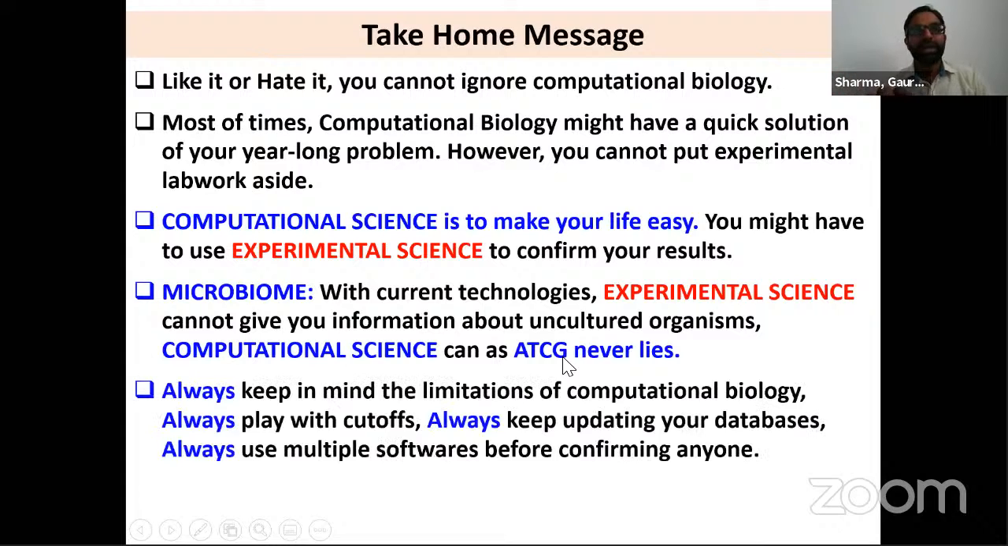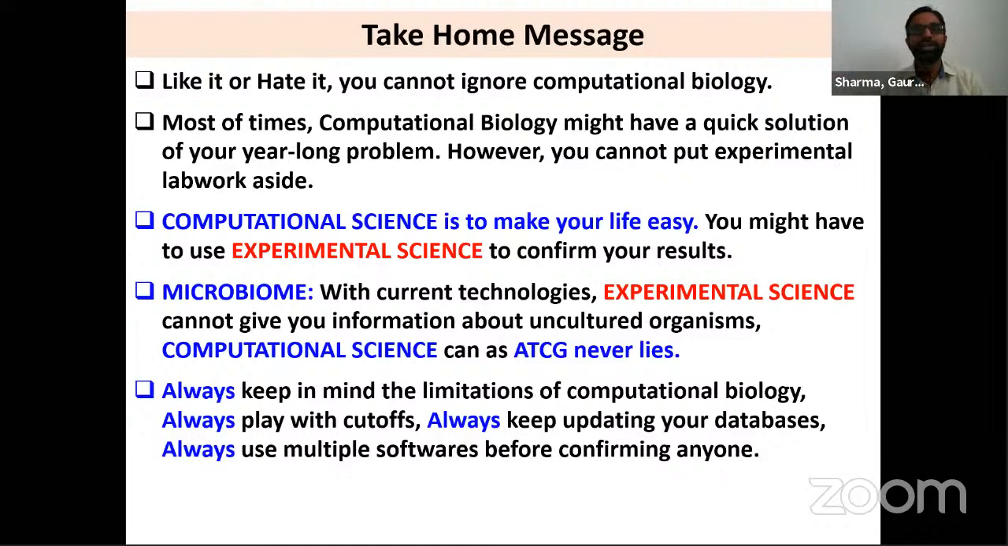Okay, and again, people who are trying to do computational biology or learning computational biology, remember that there are limitations of computational biology. You always remember to play with cutoffs. Okay, there are different cutoffs, and you will get a different answer. Okay, and keep updating your databases, they are like the library for our research. Okay, and we cannot ignore them by not updating them.